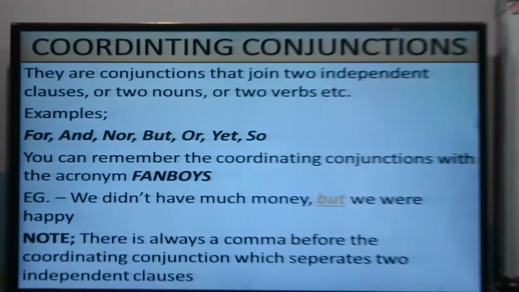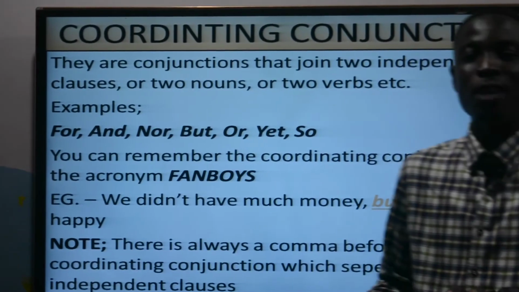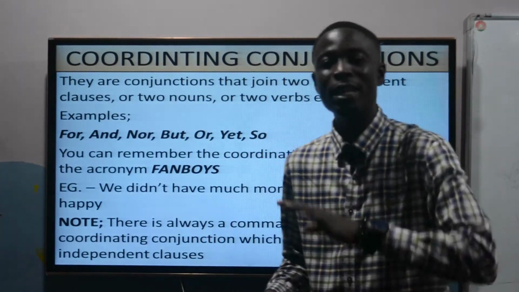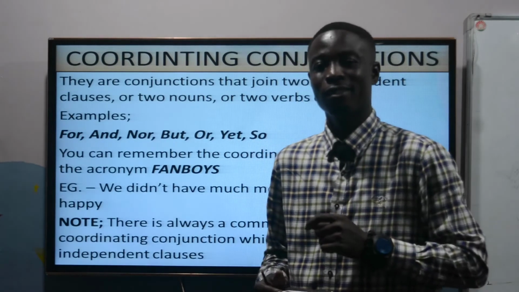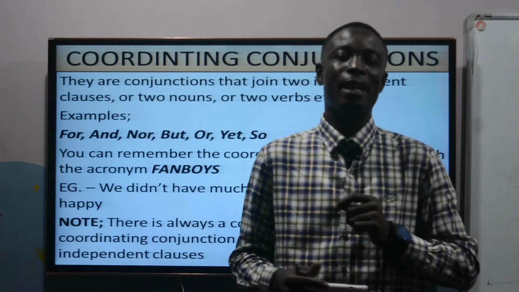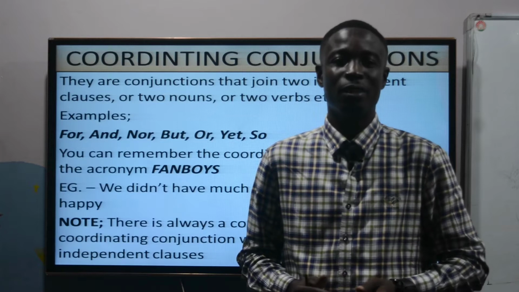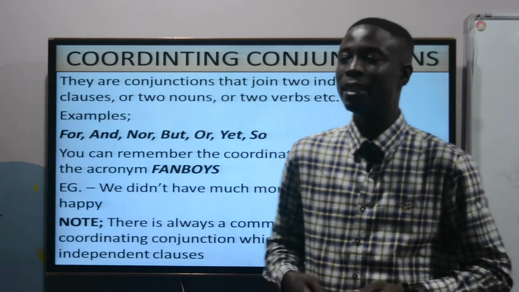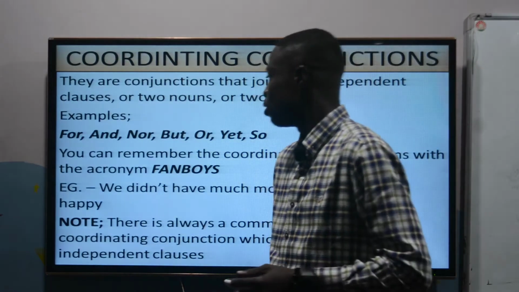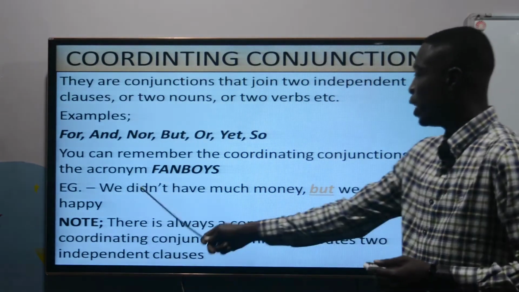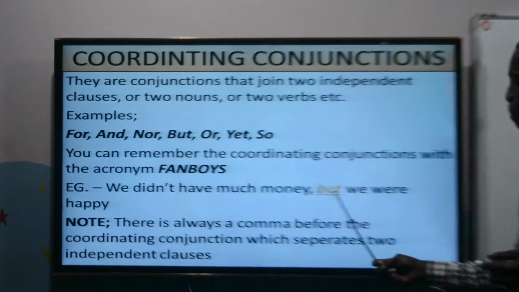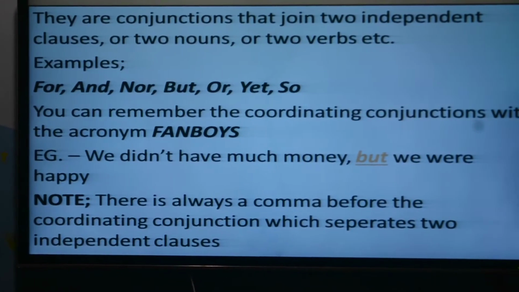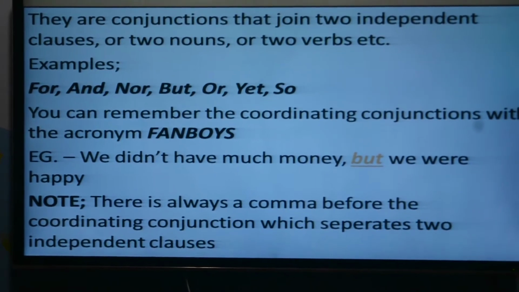FUN BOYS. So immediately we mention coordinating conjunctions, one basic thing that should come to mind is FUN BOYS. They are the 7 examples of coordinating conjunctions. For example: we didn't have much money, but we were happy.